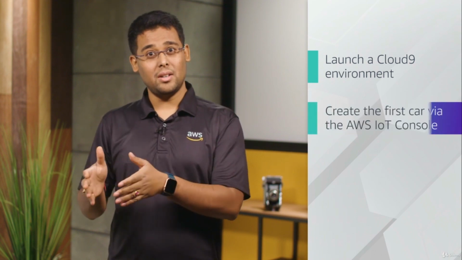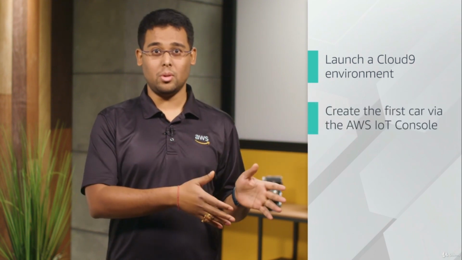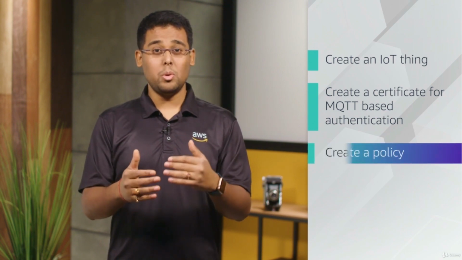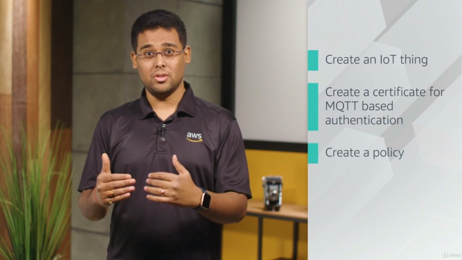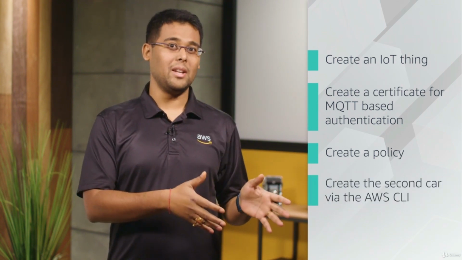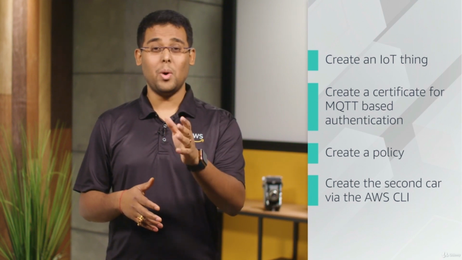You will first launch a Cloud9 environment. This will be your sandbox for the course. Then you will create the first car via the AWS IoT console. And that process includes creating an IoT thing, a certificate for MQTT-based authentication, and a policy which will define what permissions your car has once authenticated. You will create the second car via AWS CLI commands. Since you are builders, we wanted you to explore both the options.